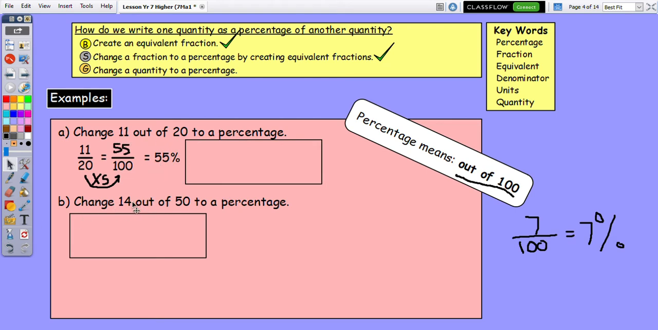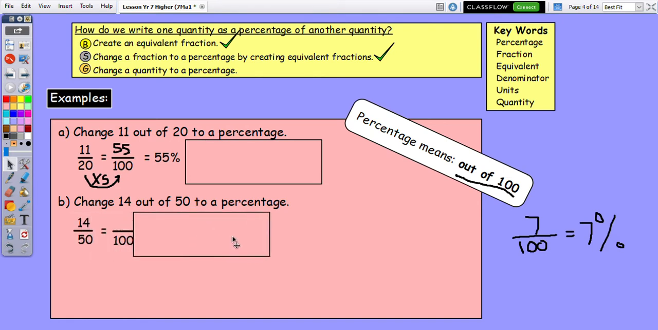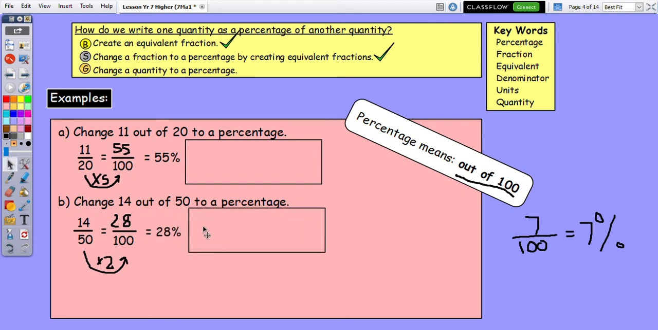Similarly, 14 out of 50. My only job is to get that denominator to 100. Clearly, if I multiply the bottom by 2, 50 multiplied by 2 is 100. Do the same to the top, I get 28. 14 out of 50 as a percentage is 28%. Nothing too difficult about that. So if the denominators are nice, our job's quite easy. In other words, if the denominators are factors of 100, it's very straightforward to change to a percentage.